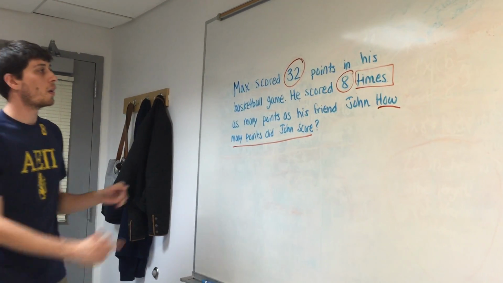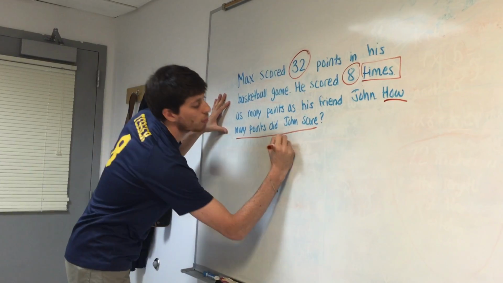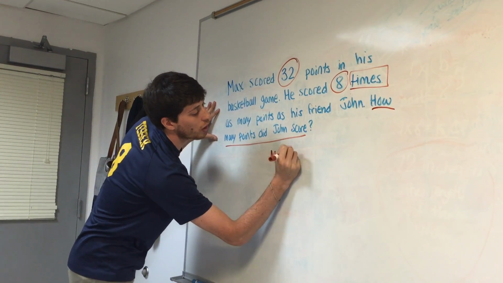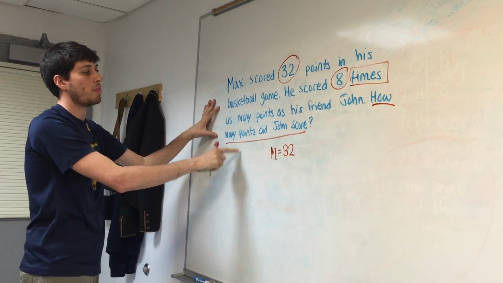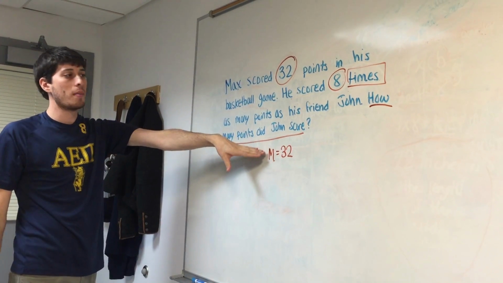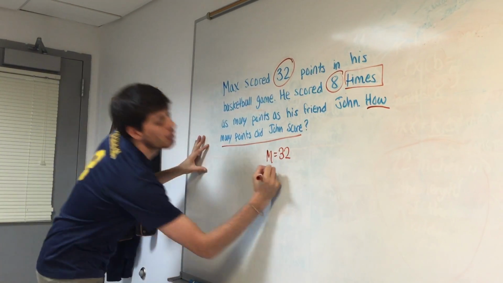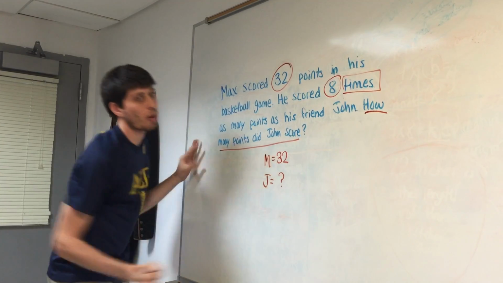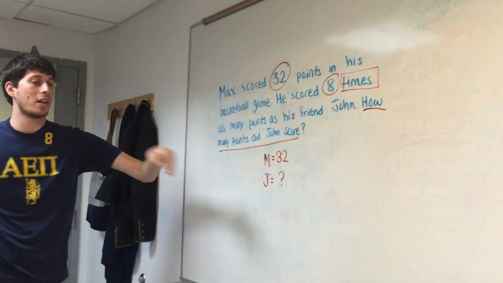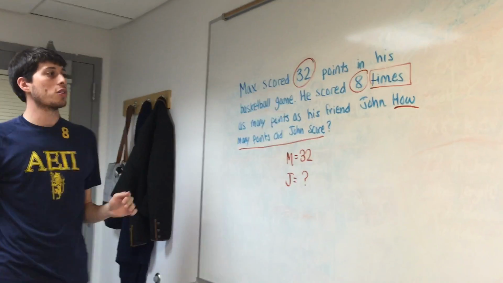Now I'm going to write what I know. Well, I know Max scored 32 points. Max scored 32. How many points did John score? I don't know how many John scored, so I'm going to write John equals question mark, because that's exactly what I'm trying to solve, and I need to keep that in my mind, how many John scored.